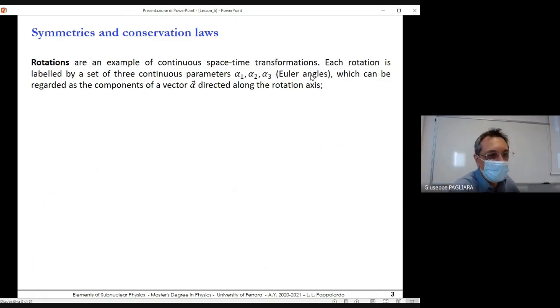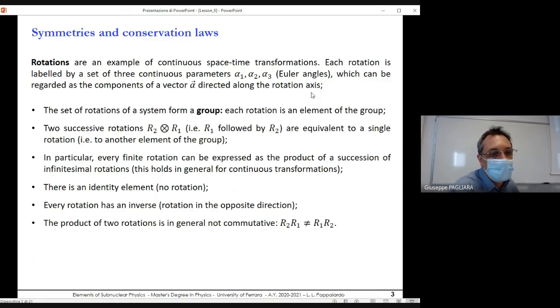So let's start with rotations. Rotations are an example of continuous space-time transformation. Each rotation is labeled by a set of three continuous parameters, alpha 1, alpha 2, alpha 3, that correspond to the Euler angles, as you know, which can be regarded as the components of a vector, alpha vector, which is directed along the rotation axis. Now, the set of rotations of a system forms a group. Each rotation is an element of the group.